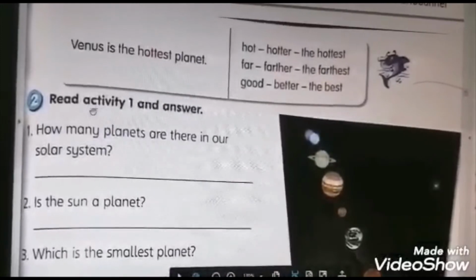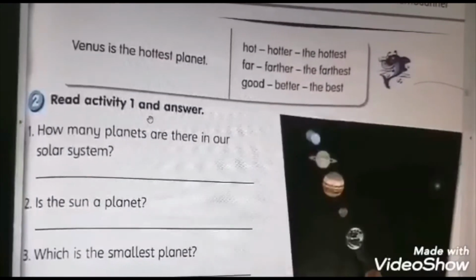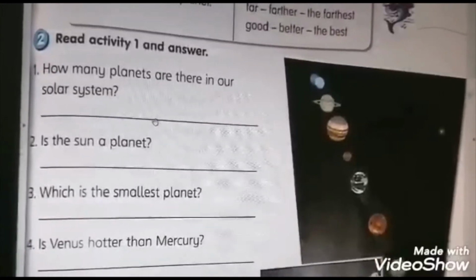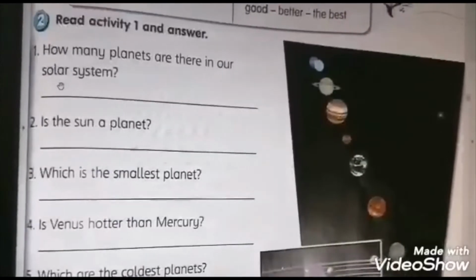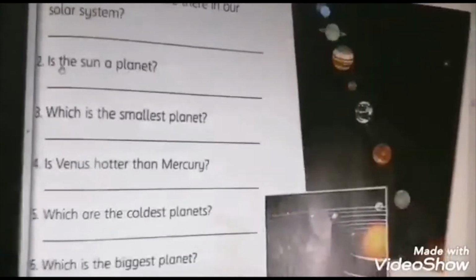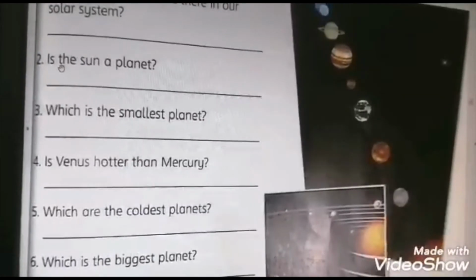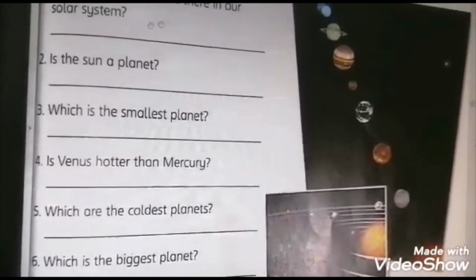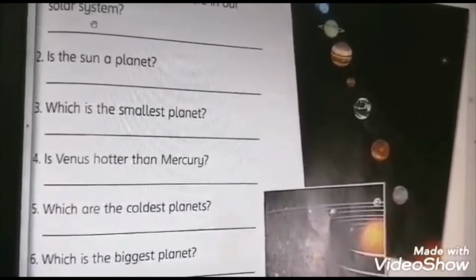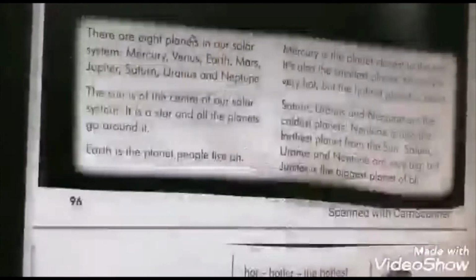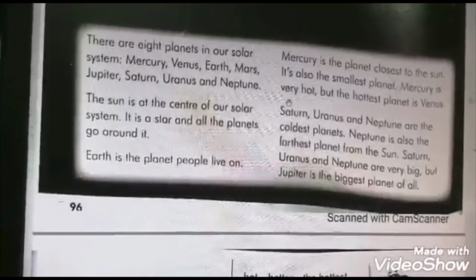So read activity 1 and answer. Please read again and try to give me the answers, as I already asked you some comprehension questions. Let's see how many questions we have. 6 questions are here. Number 1, how many planets are there in our solar system? Please write the answer. Go back to your lesson. Yes, all answers are mentioned in this paragraph.